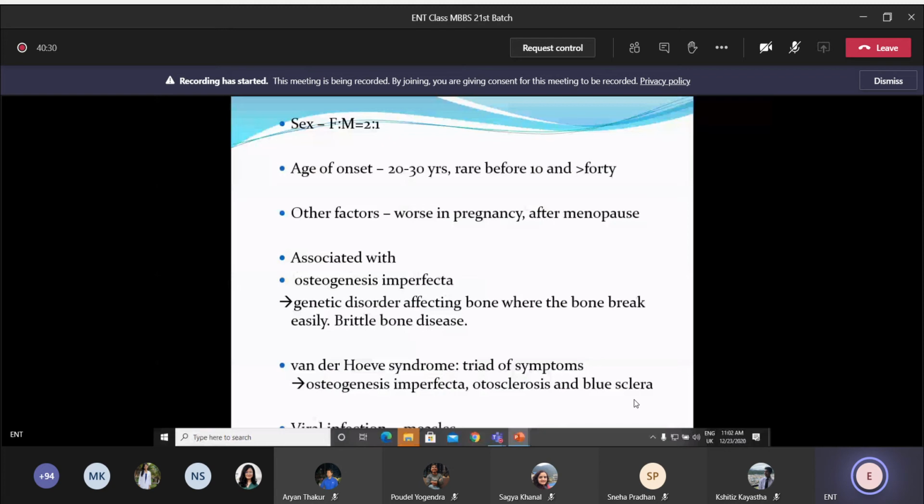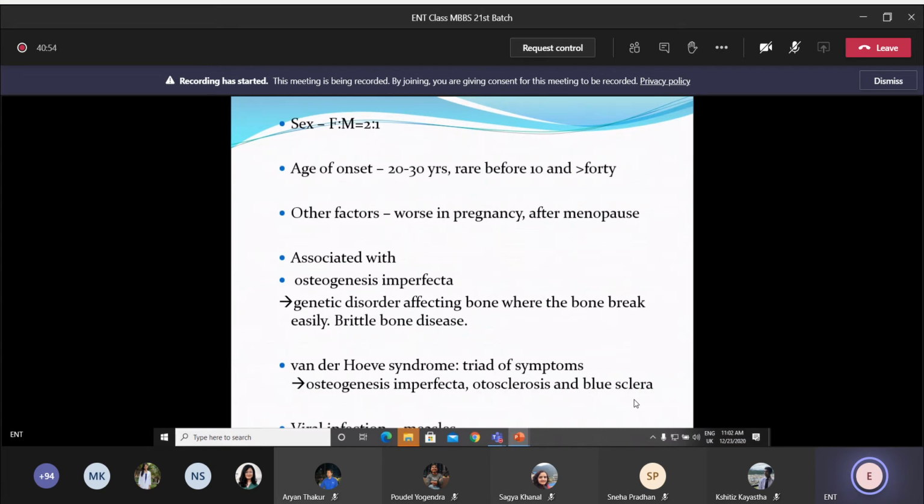And if you look into their eardrum, you wouldn't see much change unless they're in their active phase, then you would see that red hue. Otherwise, the drum looks totally normal. The other factors are especially in females, it gets worse in pregnancy and even after menopause.